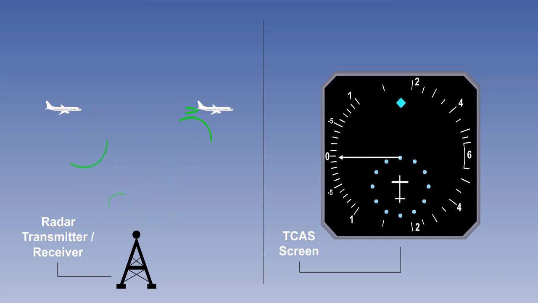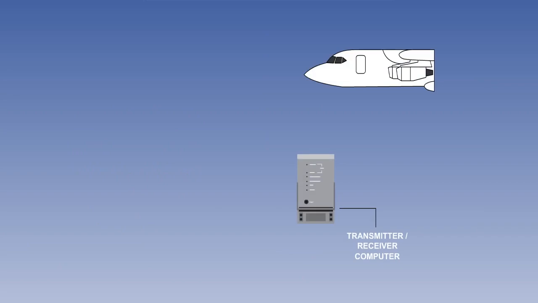With mode alpha, you get range and bearing information. In addition, mode Charlie gives height information. So let's take a closer look at the equipment fitted in the aeroplane.